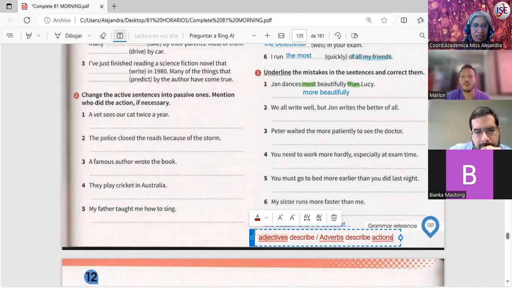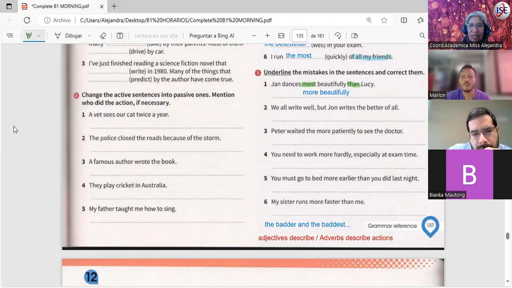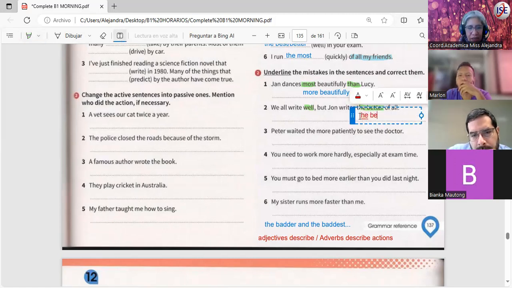In the second one, now Jose Miguel, it's your turn. What is the mistake in the second one? We all write well, but John writes the better of all. Okay. We all write well, but John writes, it should be the best of all. No, because here we're using well, the adverb. So it's not the better of all, okay, but the best of all. We're talking about superlatives. Right.